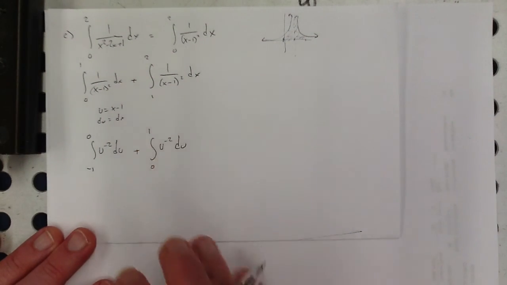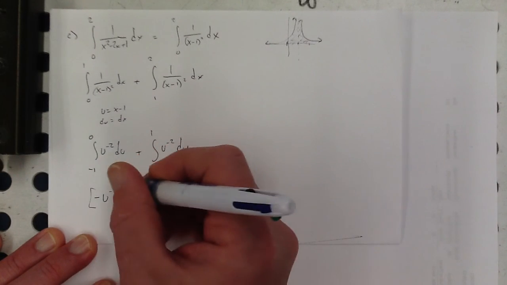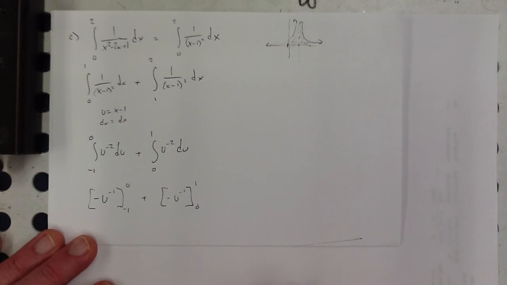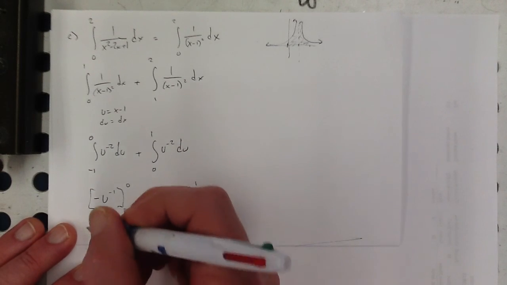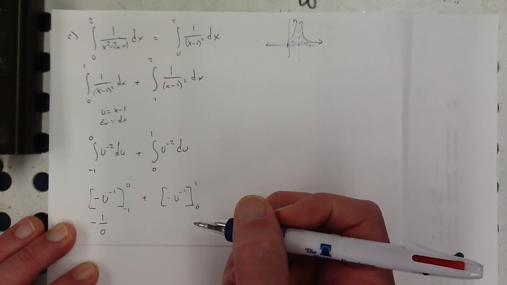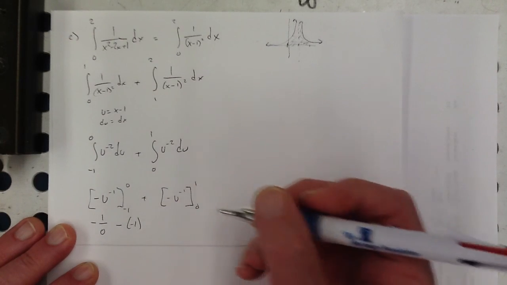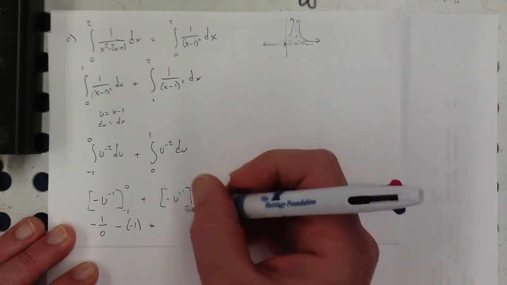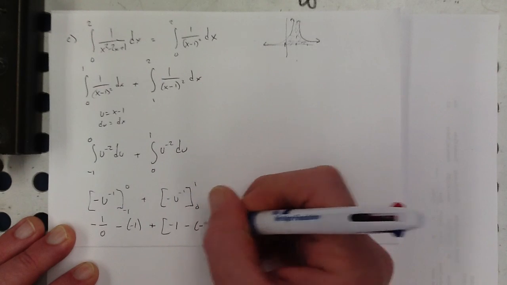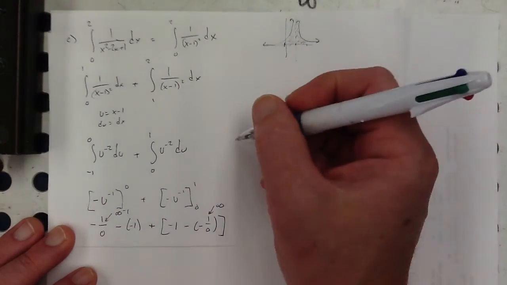And the antiderivative of u to the minus 2, add 1 to the exponent and divide by the new exponent. I got that from -1 to 0 plus that from 0 to 1. And when I plug in the 0, I get -1 over... This is the same as 1 over u, of course. 1 over 0. Plugging in a -1 here, minus -1, plus -1 minus -1 over 0. So I have, these are infinities showing up here, so that is no good.